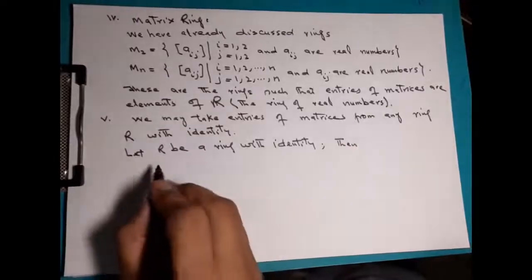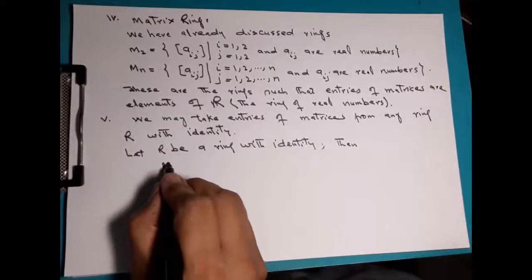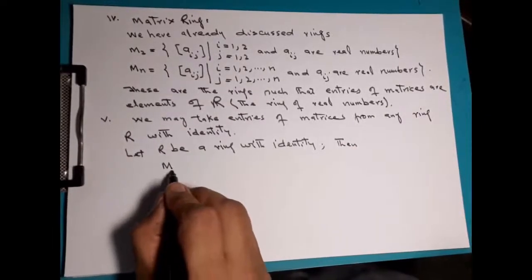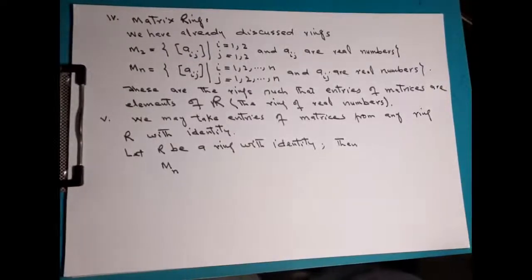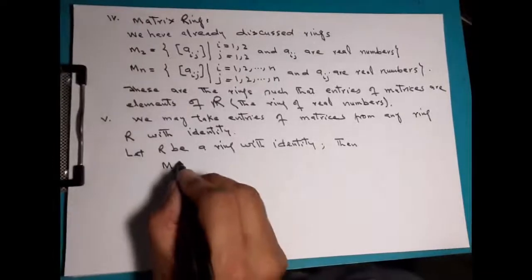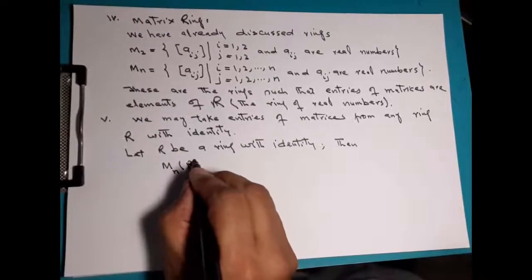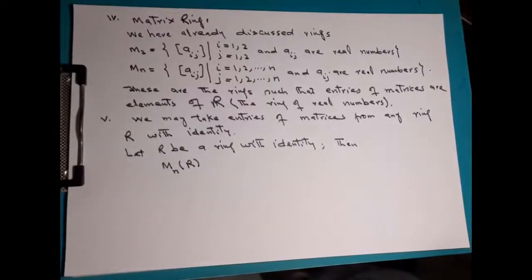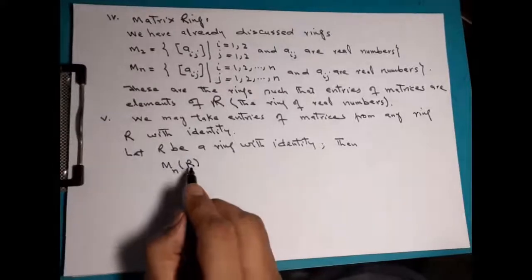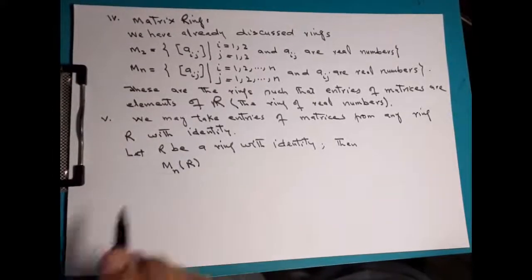Now this is just a notation. M_n(R) means matrices of order n by n, where n is a natural number, and I put in brackets capital R. This means that the entries of these matrices are going to be from this particular ring R.